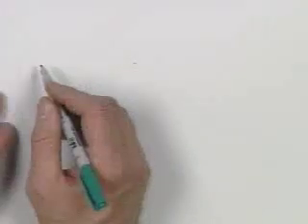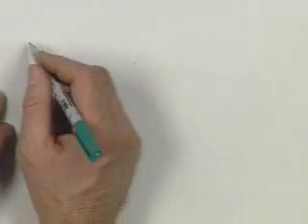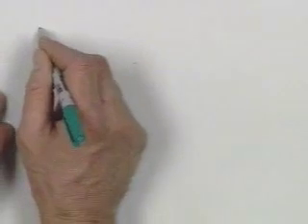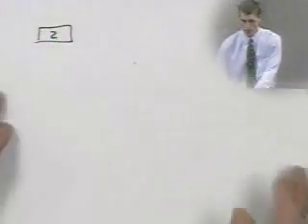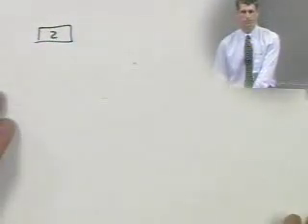Now, let's do an example. Let's say that you are going to put some money away for college. Let's put it away for retirement. And so you're going to put away $2,000 for retirement.